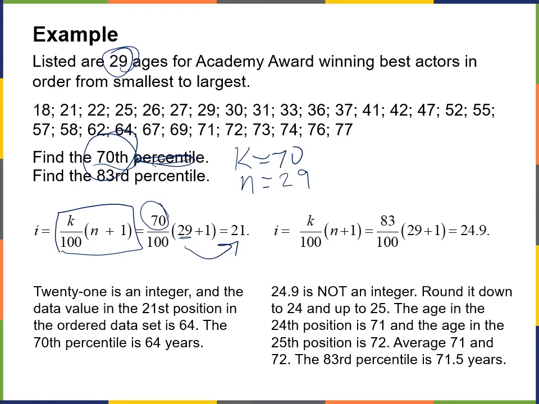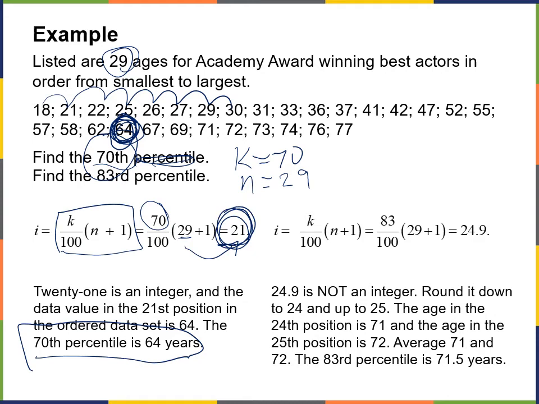Now, 21 is not necessarily the answer. P21 is how we're going to identify the answer. So what this tells us to do is look at the data value that's in the 21st position of the data set. Since this is in order, I can count 21 data values in, and I'll get all the way to 64, and that's the 21st data value, and therefore that is my 70th percentile. But the answer we got from this was a whole number. It's not always going to be.